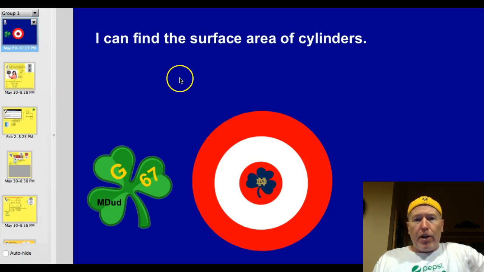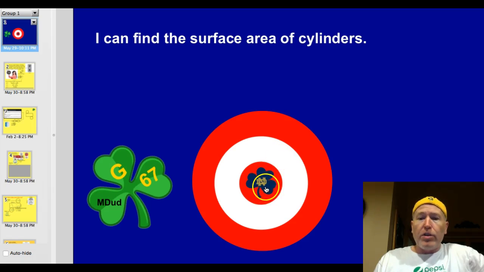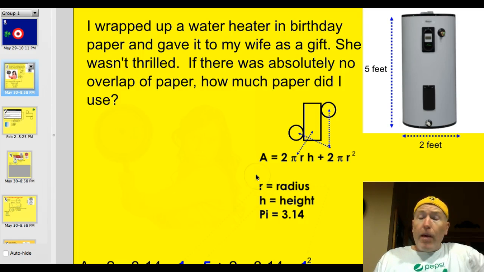All right, officially tonight our target is I can find the surface area of cylinders. Let's do this thing. I wrapped up a water heater in birthday paper and gave it to my wife as a gift. She wasn't thrilled. If there was absolutely no overlap of paper, how much paper did I use? Well, this is a surface area question. And there are a couple of different ways that I'm going to show you to find the surface area of a cylinder tonight. And the first one is using a formula.